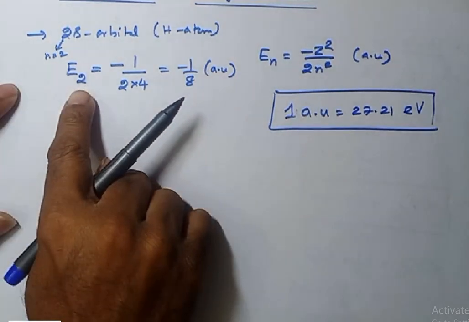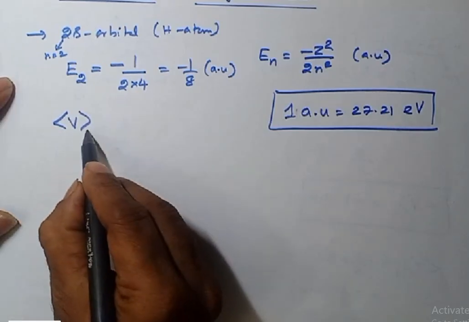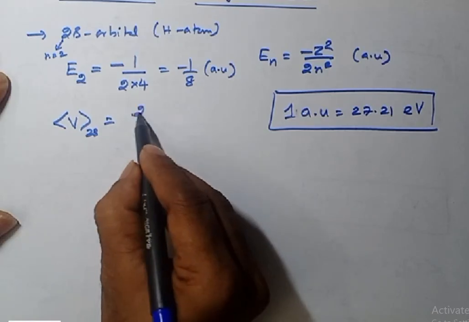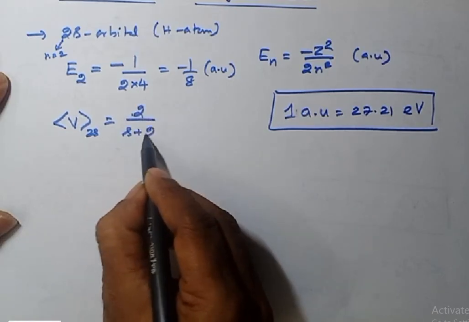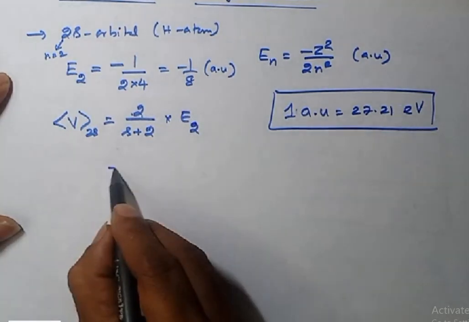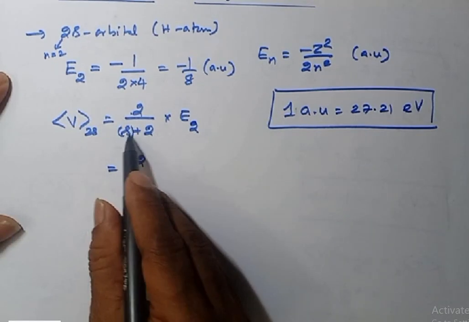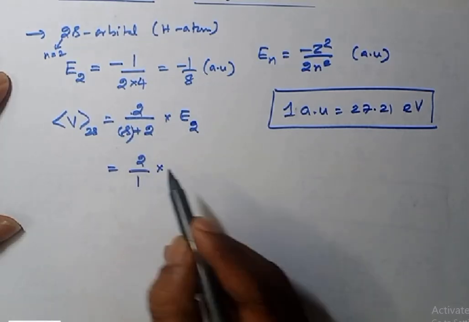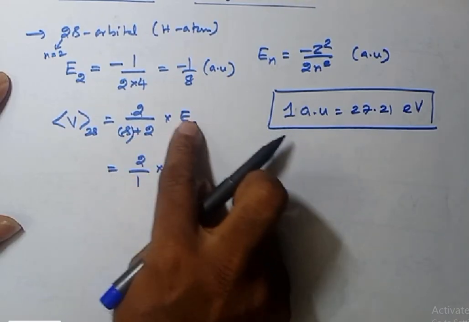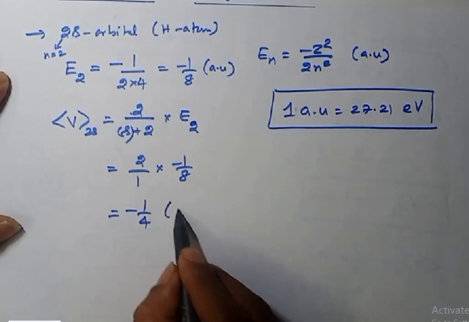Now listen, we've calculated the total energy. How to find the average potential energy of the electron in the 2s orbital? You know very well, the average potential energy equals 2 by S plus 2 into E2, the total energy of the electron in the second level. S value is minus 1, so minus 1 plus 2 is 1, into the E2 value we found, minus 1 by 8. So what's the answer? Minus 1 by 4. That's all.